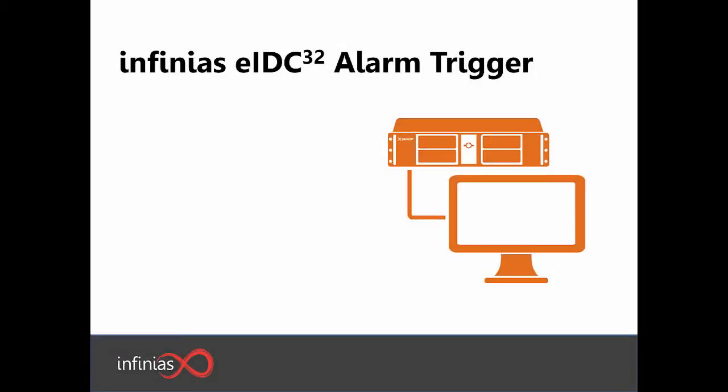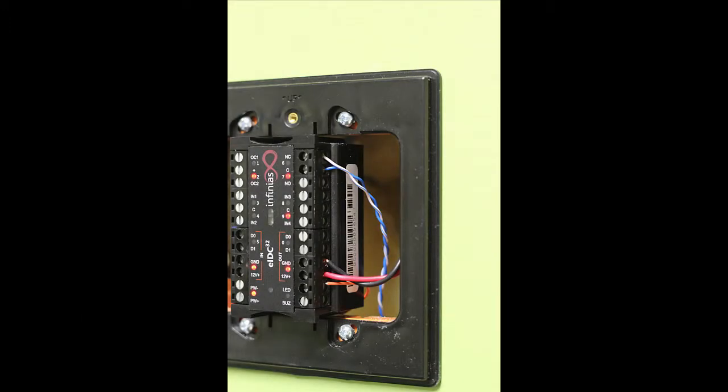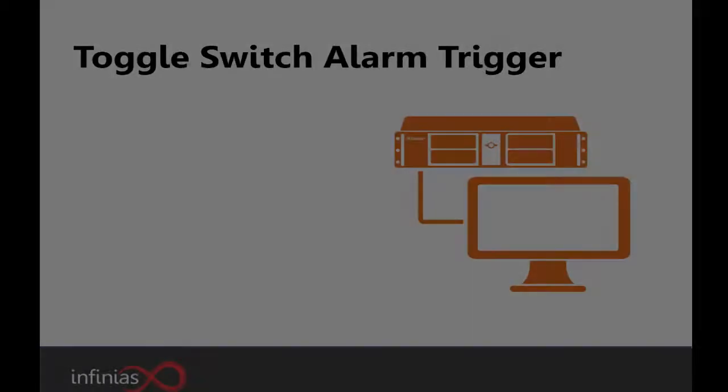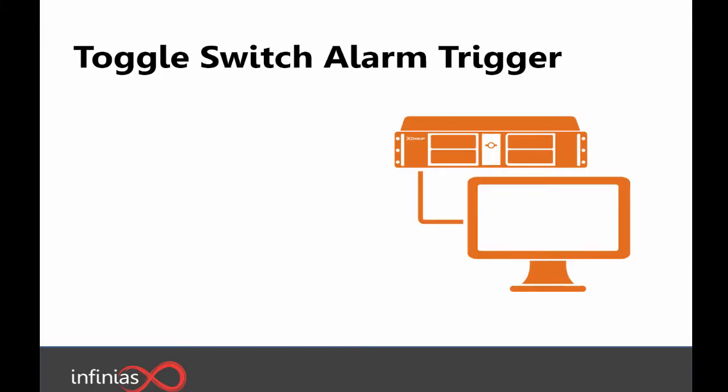Let's begin with wiring the Infinius EIDC32 to trigger alarm recording on a valid card swipe. We will run a jumper cable from the trigger of the toggle switch, which you'll see in just a moment, to the relay of the door controller. Furthermore, we have placed a custom door template on the door controller to toggle its state based off of a valid card swipe. Now let's take a look at the toggle switch.